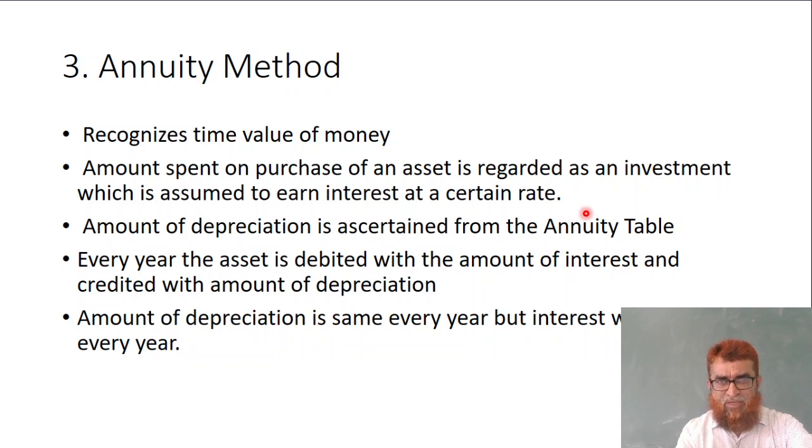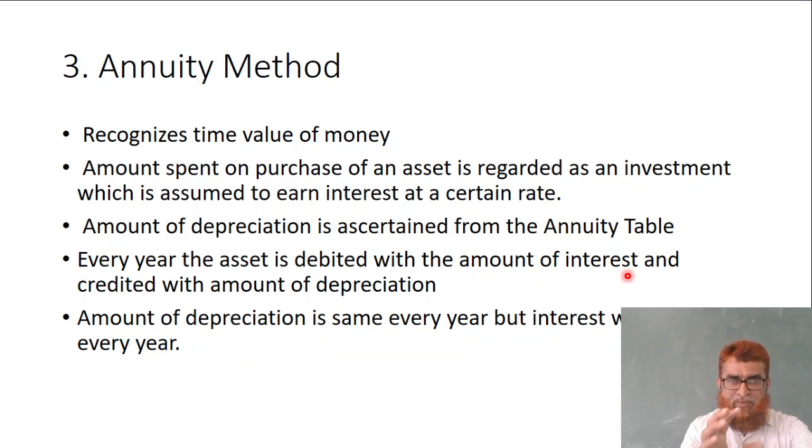ಆ ಇನ್ವೆಸ್ಟ್ಮೆಂಟ್ ಮಾಡಿದರೆ ಎಷ್ಟು ಇಂಟ್ರೆಸ್ಟ್ ಬರಬೋದಿತ್ತು ಎಂಬಂಥ ಒಂದು ಅಸಂಪ್ಷನ್ ಮಾಡುವಂಥದ್ದು. Amount of depreciation is ascertained from the annuity table. Then what is the amount of depreciation according to the rate of percentage, life and other factors, we can get the value from the annuity table. Accordingly, we can find out the amount for every year. So each year the asset is debited with the amount of interest.